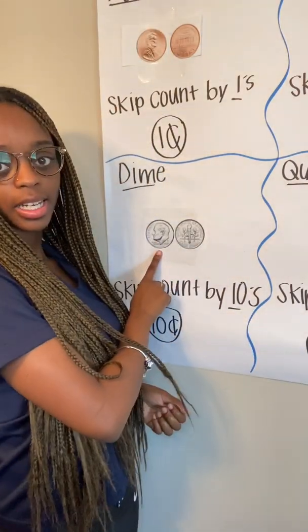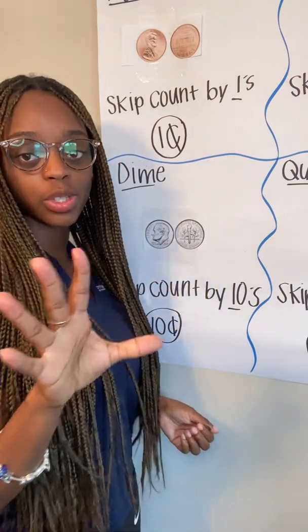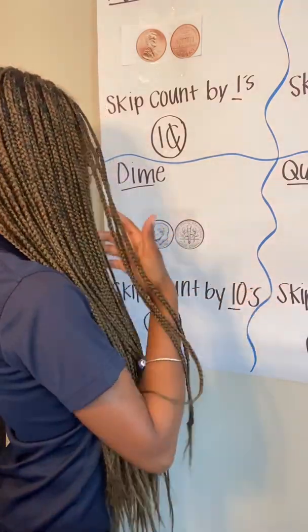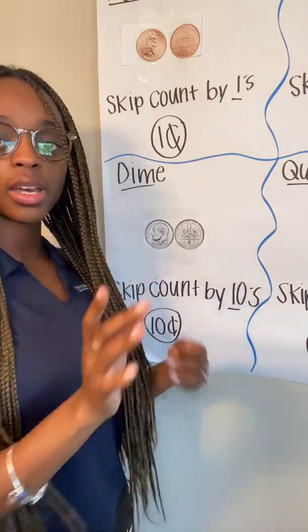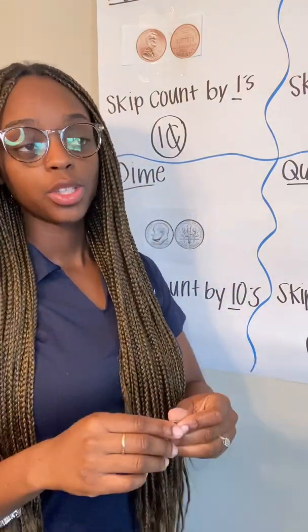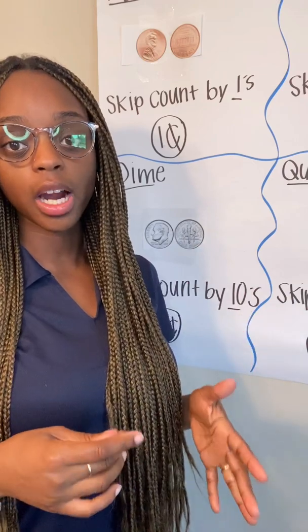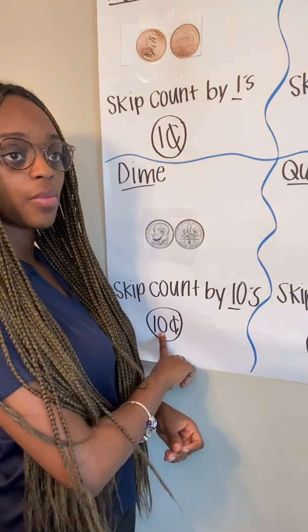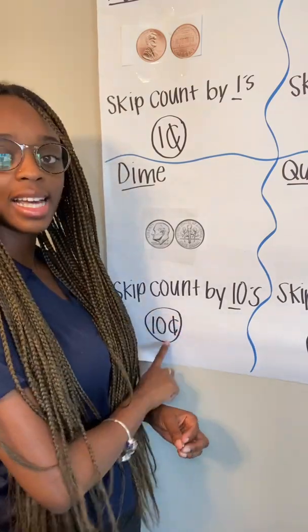This is what dimes look like. Feel free to pause and zoom in if you need to, if you can't really see them that well. Totally okay. But yeah, skip count by tens. And when we start to represent these for our word problems, you should just draw a circle like this. Put the number of the value of the coin and write your cent sign in the middle.